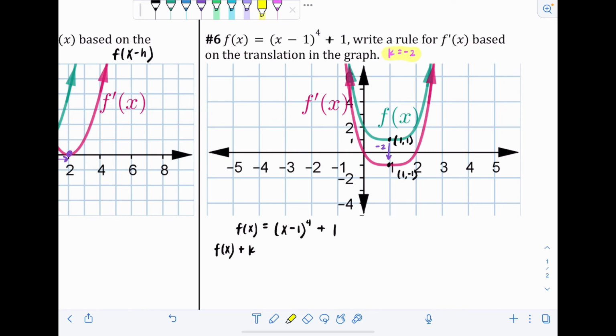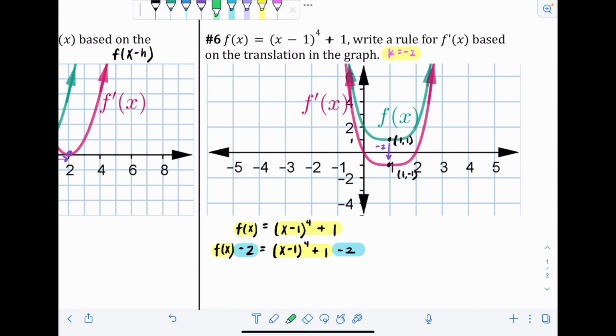But we know that k equals negative 2. So I'm going to take off that plus k and put a minus 2 there. And then you'll notice f of x is staying exactly the same, meaning there are no changes to the input or the argument. There's no change we need to make to x inside the parentheses. We just copy it down exactly. So (x minus 1) to the fourth power plus 1. And the only change is happening after f of x, that minus 2. So this is f of x exactly, and then after that, we can just tack on the minus 2.